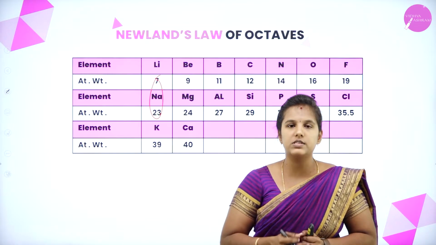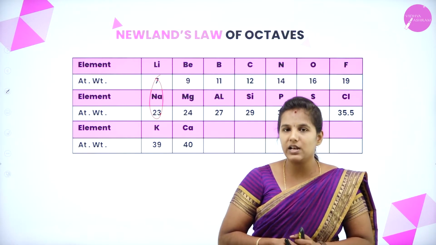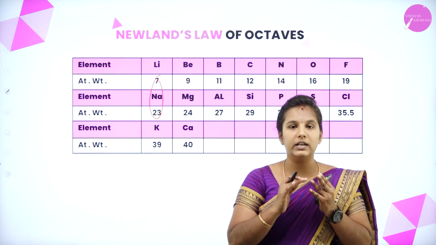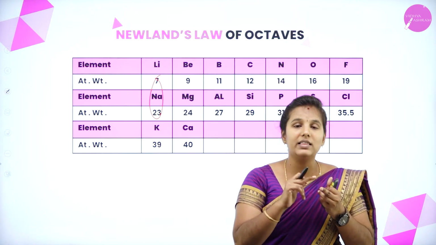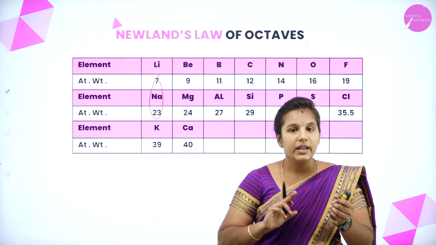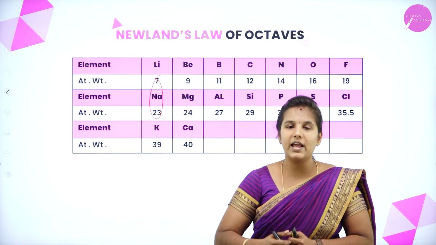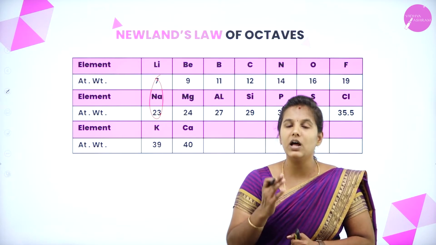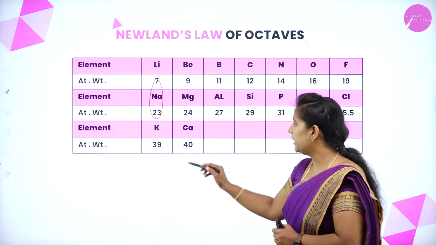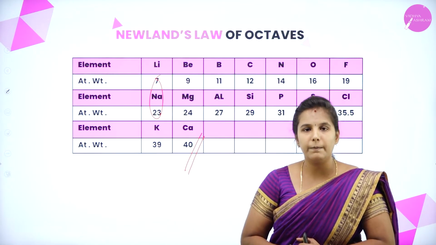Octaves means, if you see in music, the Sa Re Ga Ma Pa Da Ni Sa, there are eight notes. The eighth note, Sa, is again a repetition of the first. So he considered this, and he says that every eighth element has the same properties as the first element. And remember, this law is applicable only up to calcium, even in the modern periodic table.